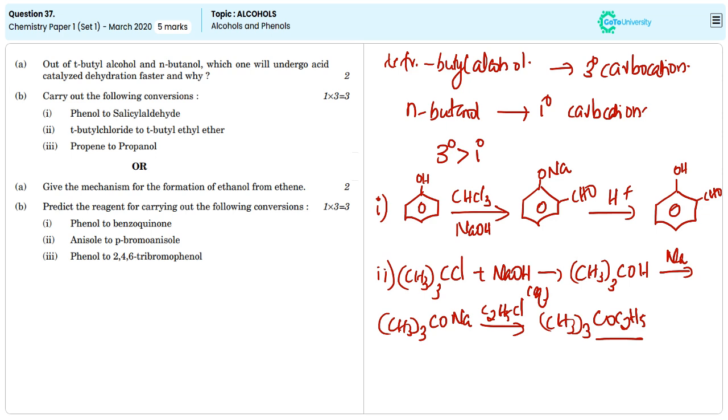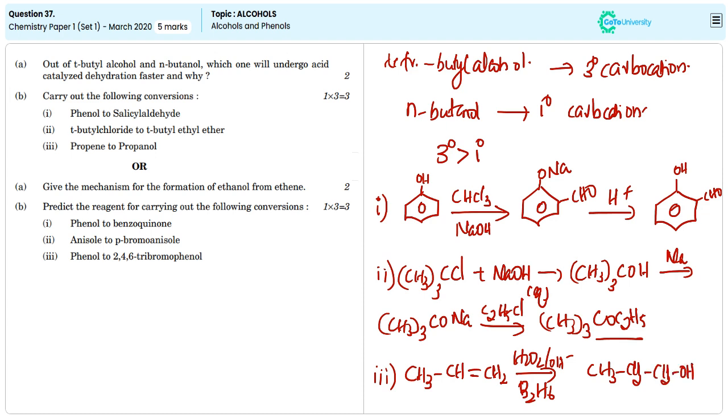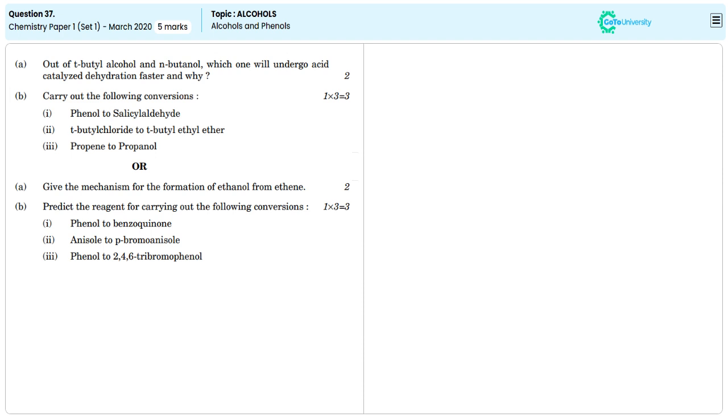This is the conversion. Now, next one, propene to propanol. We are starting from propene, that is CH3CH=CH2, on reaction with diborane, that is B2H6, in presence of hydrogen peroxide in basic medium, they will produce the corresponding propanol, that is CH3CH2CH2OH. This is the conversion. The OR question is, first one, give the mechanism for the formation of ethanol from ethene.